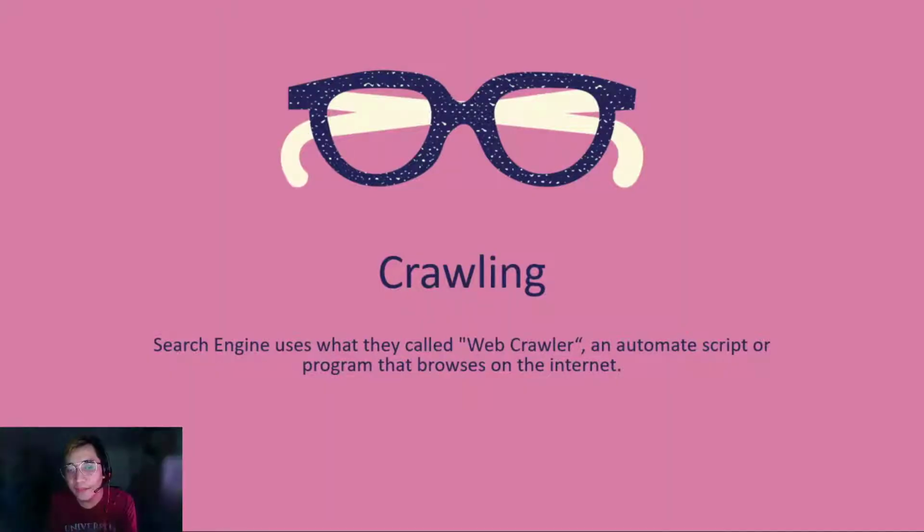The first process is crawling. Search engines use what they call web crawlers, an automated script or program that browses the internet. The web crawler scrolls through all publicly available websites or web pages to look for the word or query that you search.